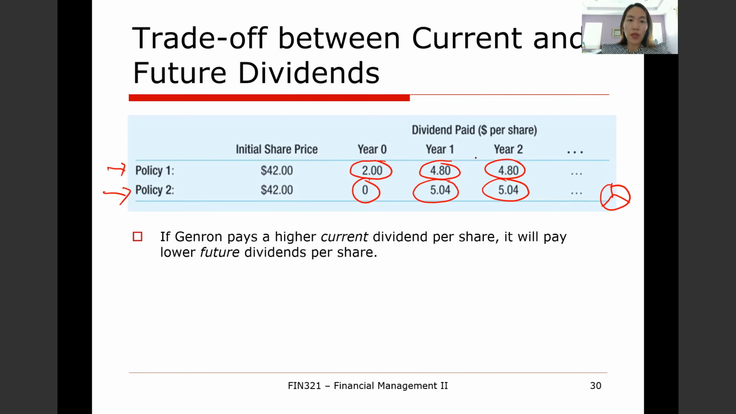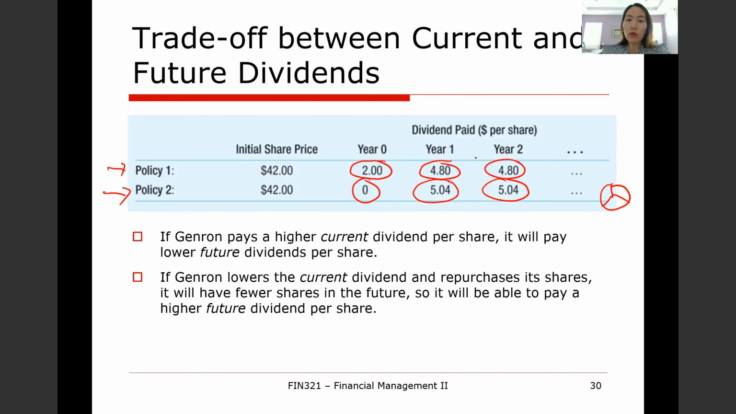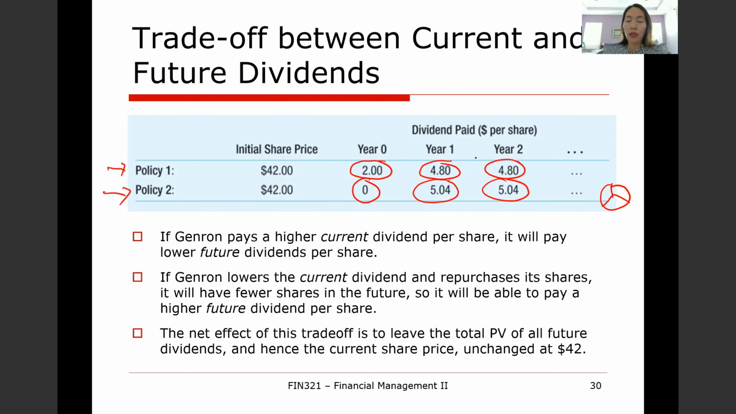Okay. So if the firm pays a higher current dividend per share, it will pay lower future dividends per share. And if the firm lowers the current dividend and repurchases shares, it will have fewer shares in the future, so it will be able to pay a higher future dividend per share. Basically, it's a trade-off between current and future dividends. And in perfect capital markets, the net effect of this trade-off is to leave the total present value of all future dividends, and hence the current stock price, unchanged at $42 per share.